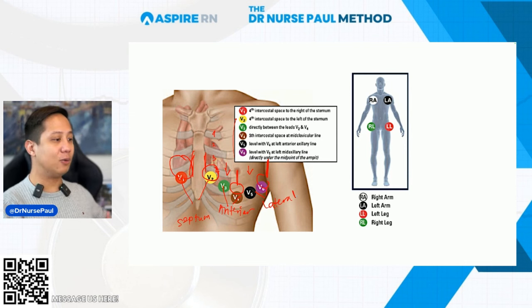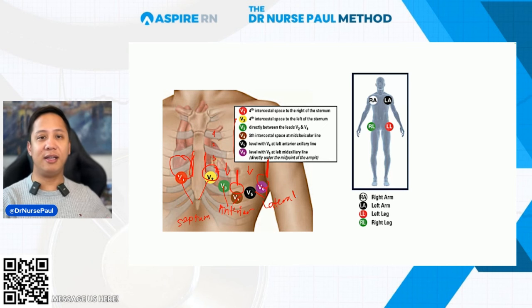Abnormalities to what surface? What surface? Anterior, right? How about V5 and V6? Abnormalities to the what? To the lateral surface.